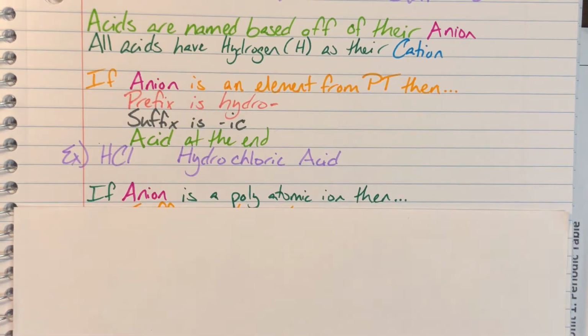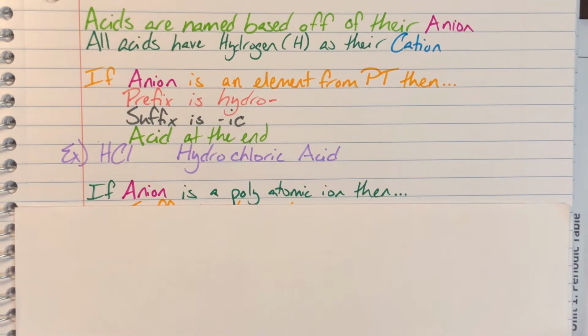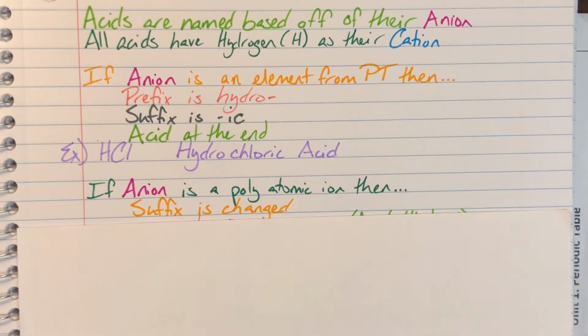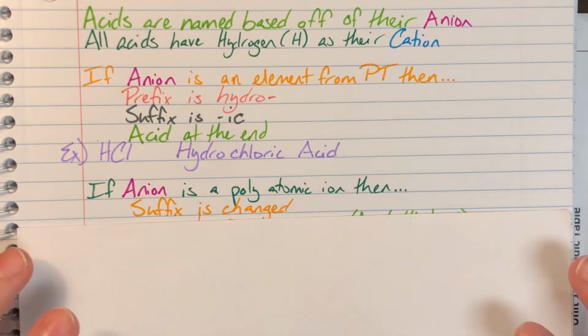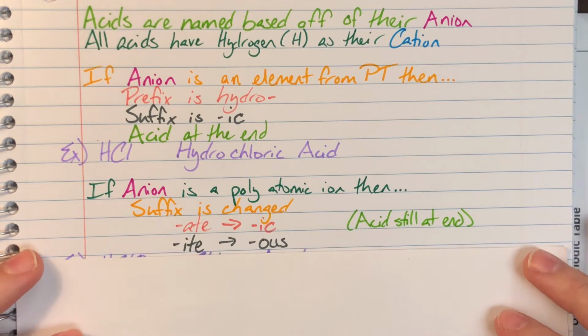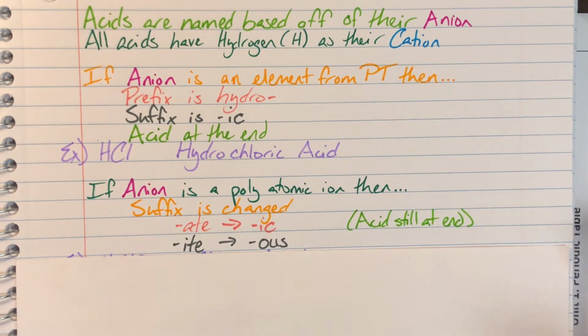If my anion is not directly off the periodic table, if instead my anion is a polyatomic ion, I am going to change my suffix for my polyatomic ion, but I'm not going to add that prefix of hydro. I still need that acid at the end, okay? But I have rules for how I am going to change the suffix of my polyatomic ion.